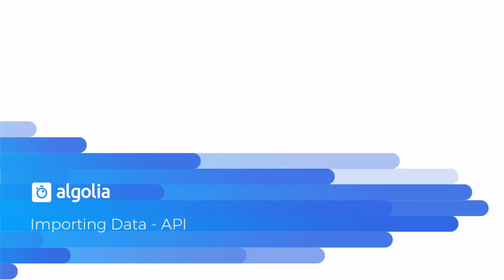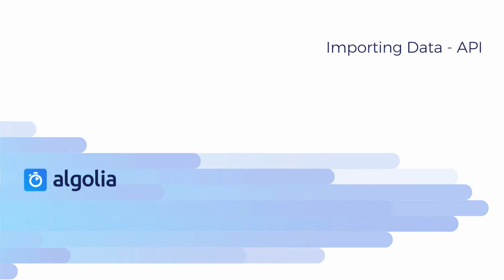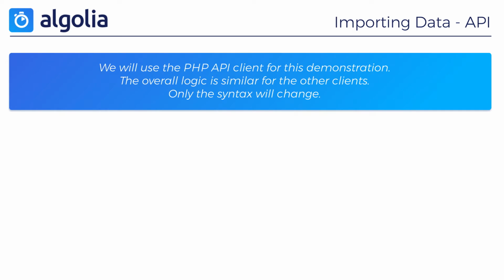Let's import some data to Algolia indices using the API client. Quick note: in this video I will use the PHP client as it's one of our most popular, but the examples shown here are similar for the other clients. It's mainly the language syntax that changes.